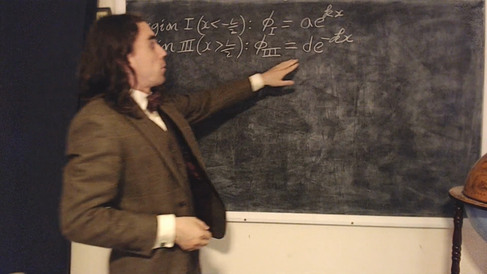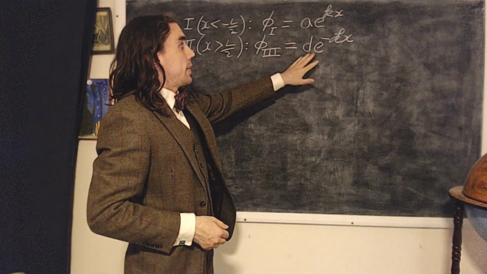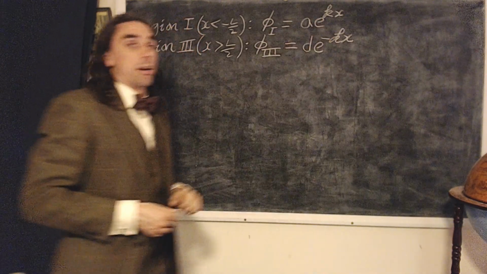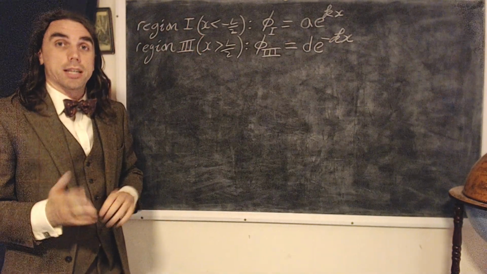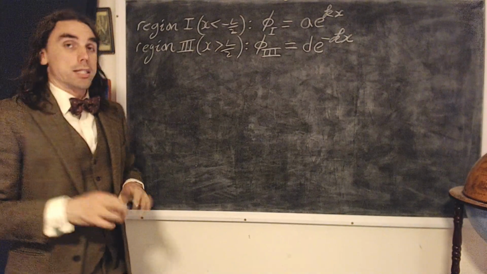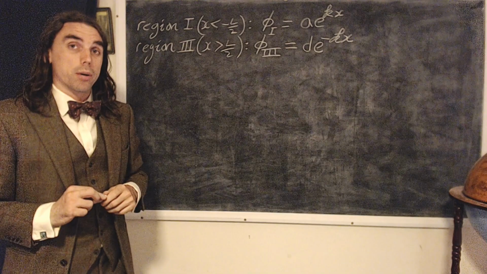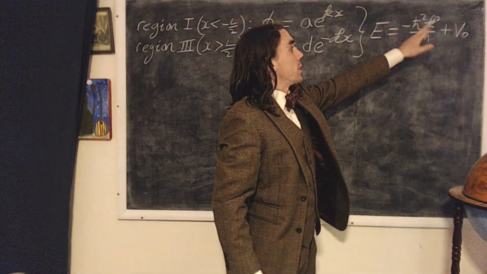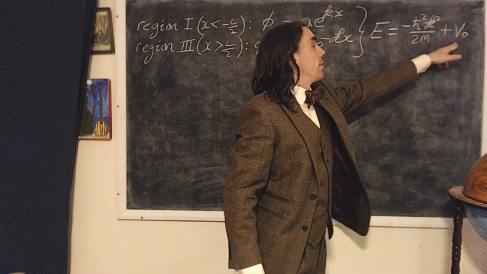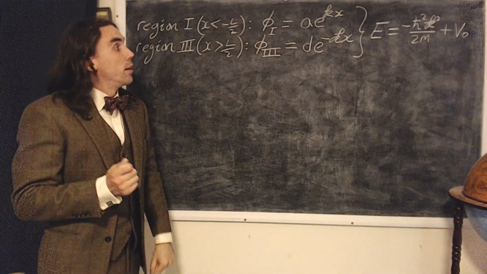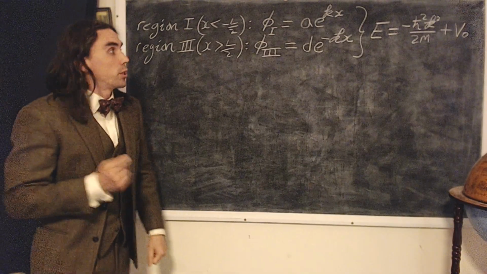In region 3, we must have the form unknown constant D, e to the minus kappa x, where kappa is the same kappa as appears in region 1 because the potentials are the same, both equal to V0. That is, both of these, when substituted into the time-independent Schrödinger equation, give the form minus h bar squared kappa squared over 2m plus V0, and this ensures that we can have real kappa for E less than V0, which is what we'd like.